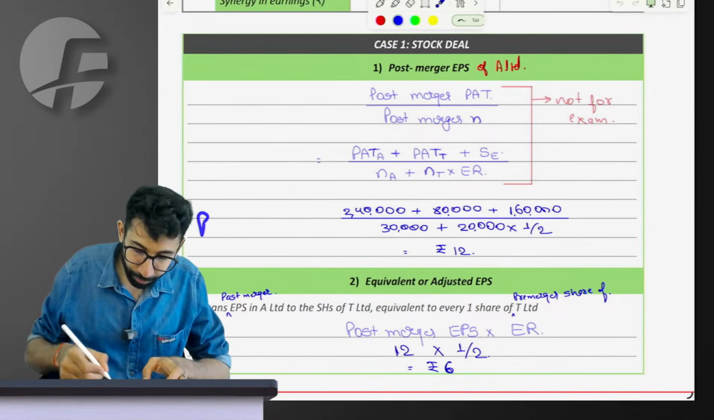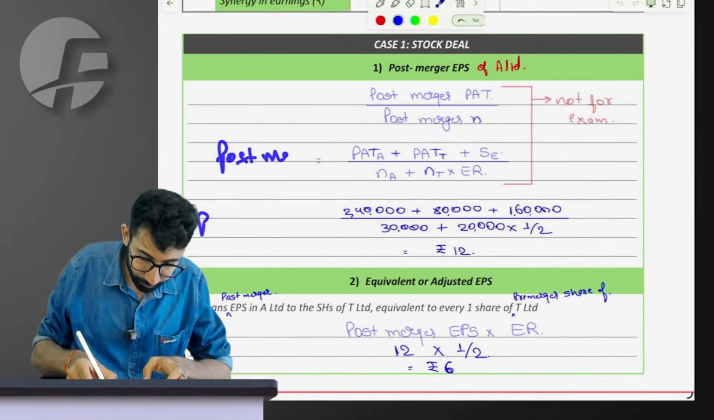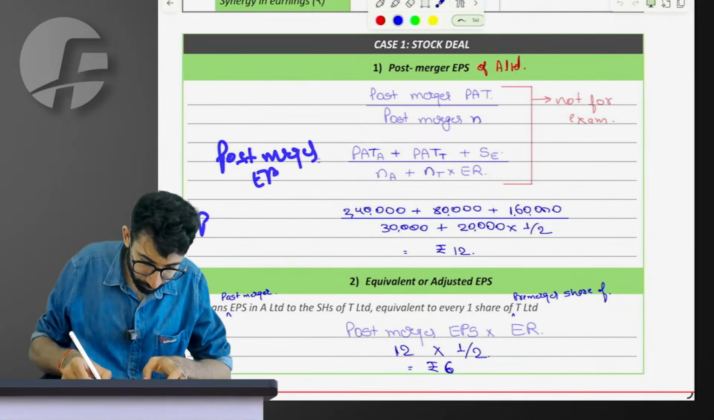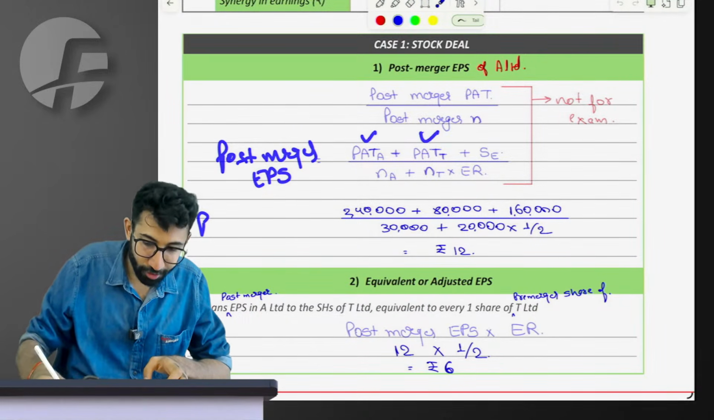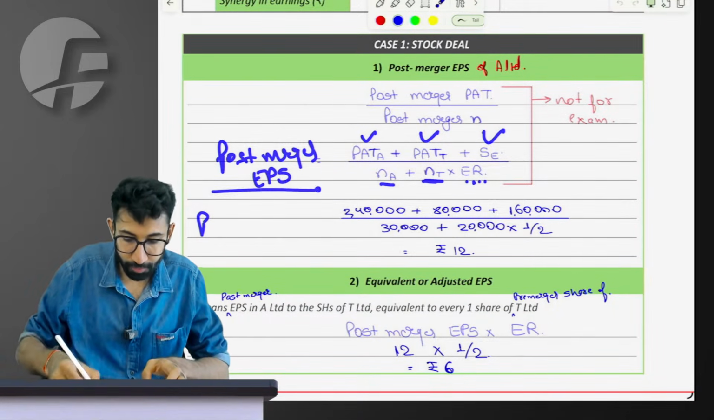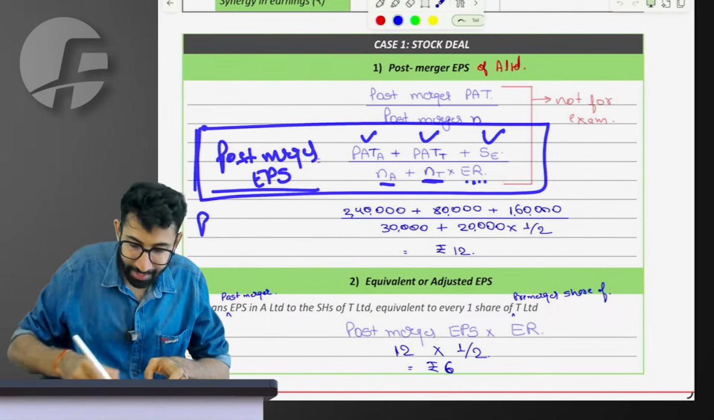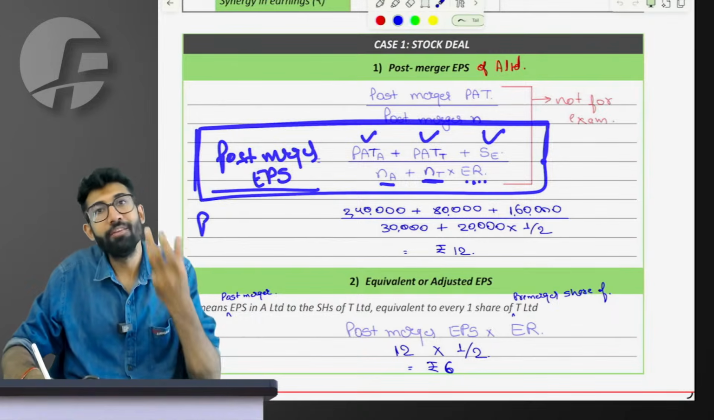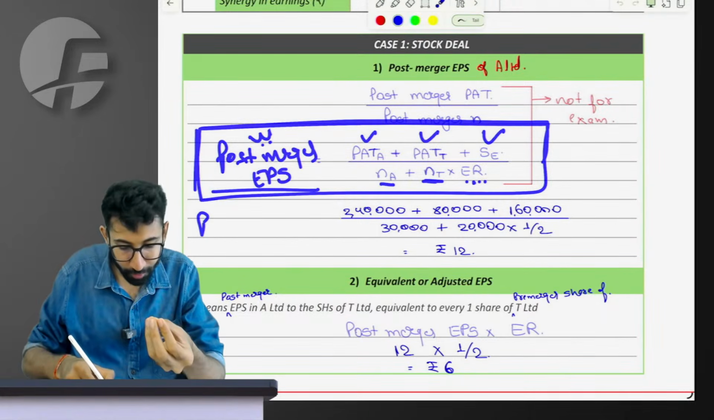We know that post-merger EPS is my PAT, your PAT, synergy in PAT divided by my shares plus your shares into the exchange ratio. Can I say in this entire equation, primarily, we use this formula to find out the post-merger EPS.